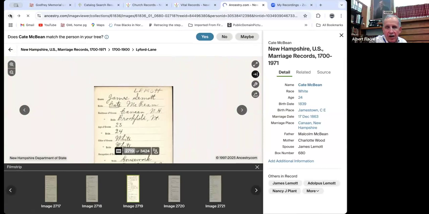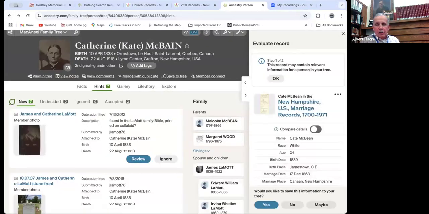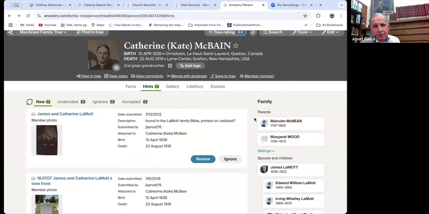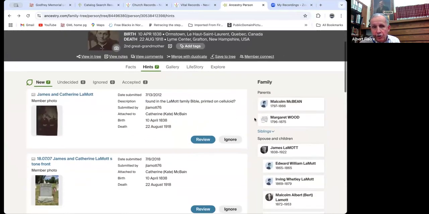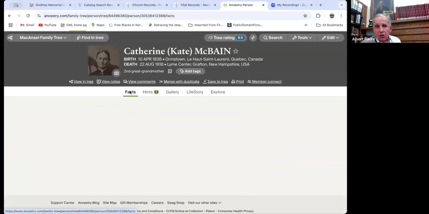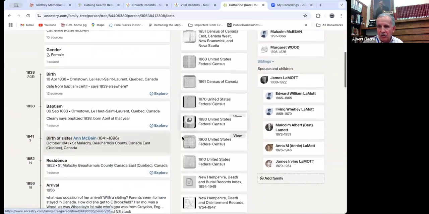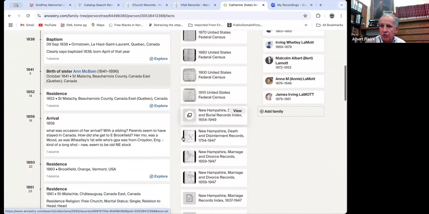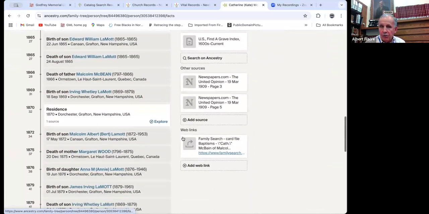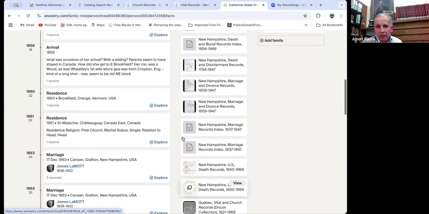Ancestry takes the raw material records that they obtain. They get a lot from Family Search, and then they create their own databases with everything. That's how they make everything searchable. So they may have the same record in multiple databases, and that may be why oftentimes you'll see the same record come up, but in a different one of their databases.